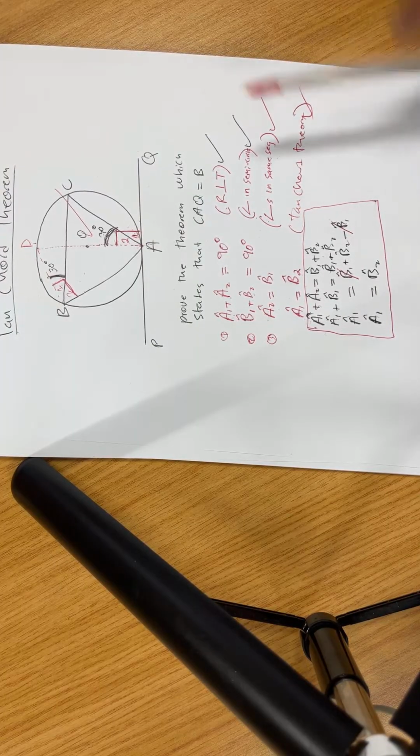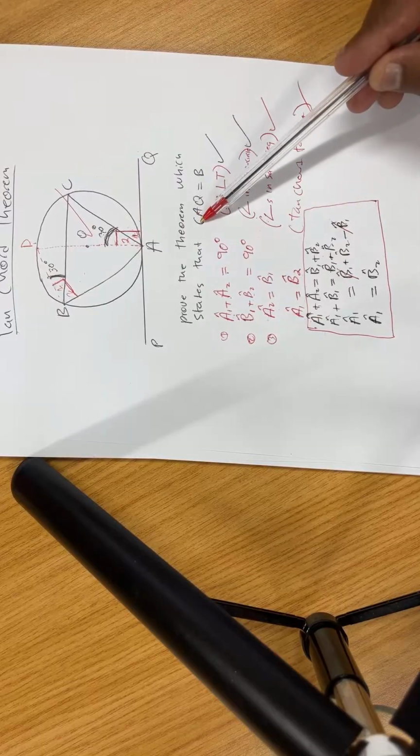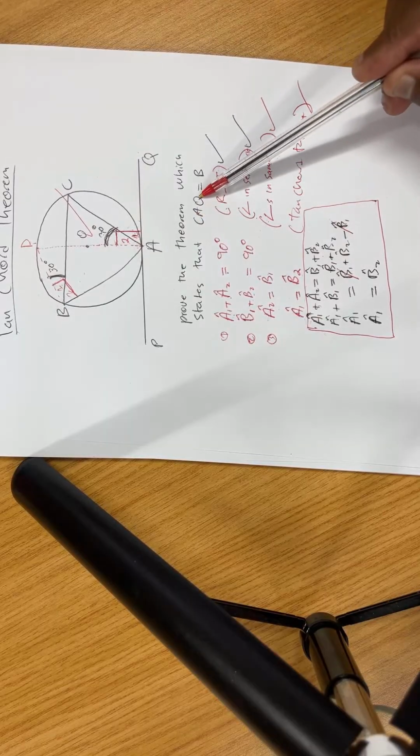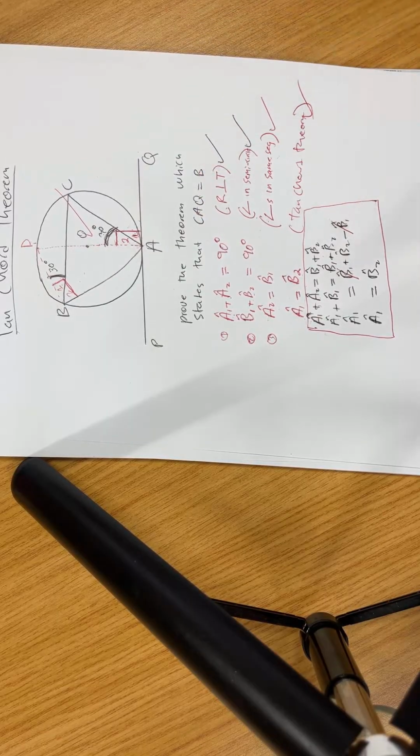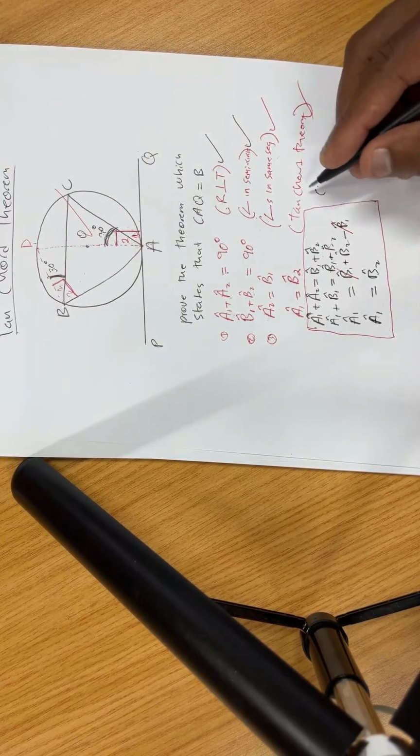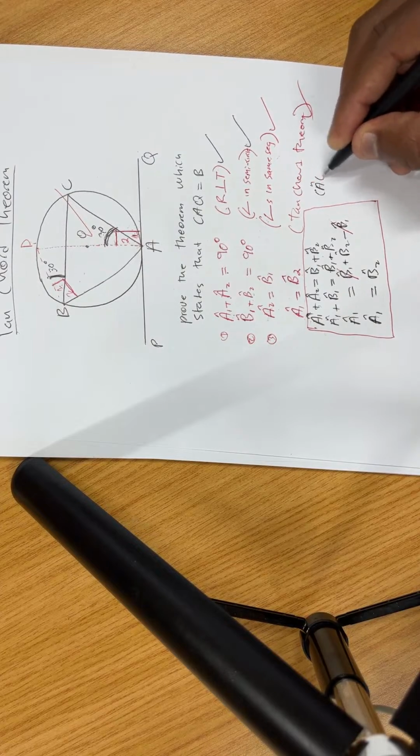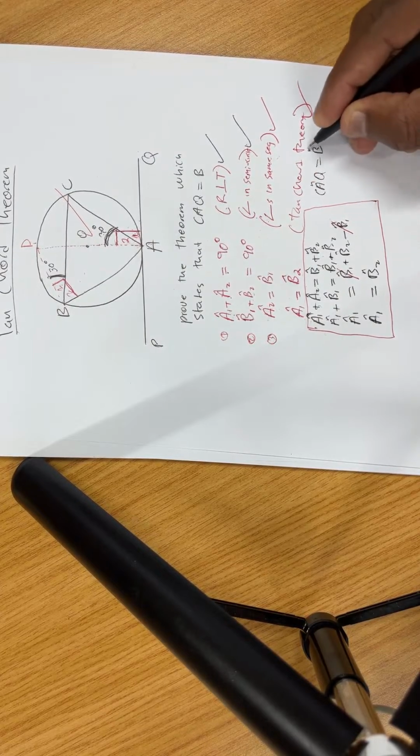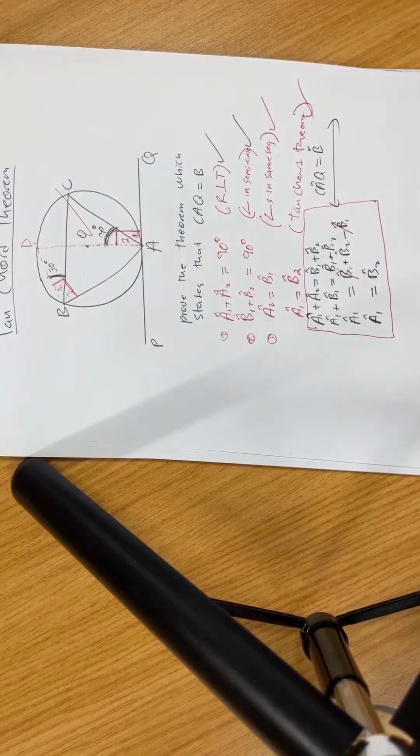And then from this part, you know that angle A1 is equal to B2. Now CAQ, it is equal to what? B. So, of course, the conclusion: angle CAQ is equal to angle B. Done. Prove a theorem there.